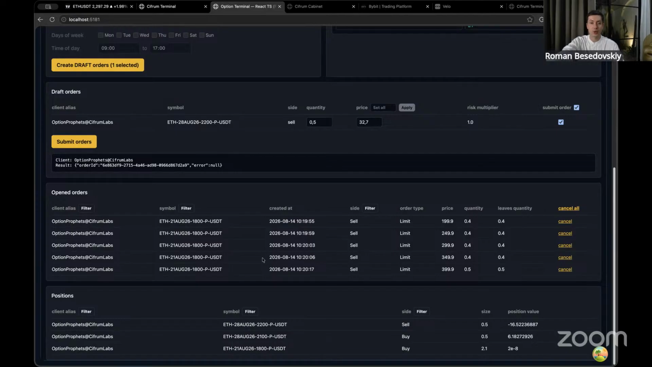And tomorrow we will also check this position, and maybe if something happens, we'll try to do something with this.